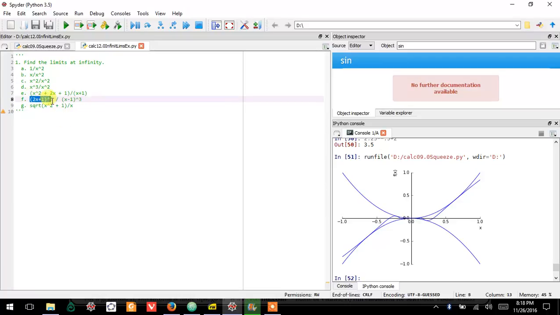Okay. Here we have the numerator's degree is basically 2. I could multiply it out, or I could just see it right away. Here, the denominator's degree is 3. So the limit at both positive and negative infinity is 0. Here, it takes a little bit of work.